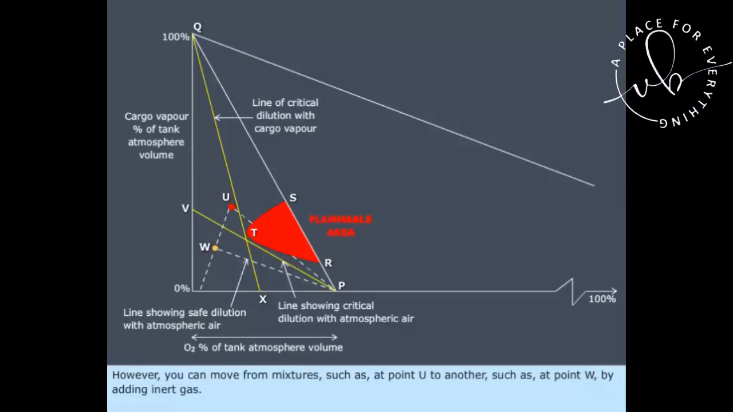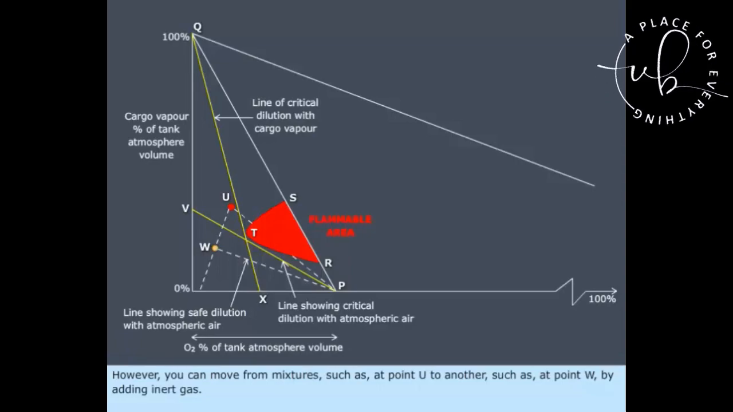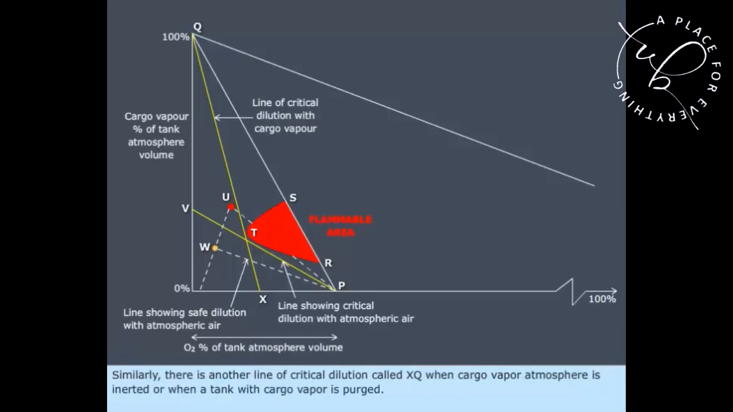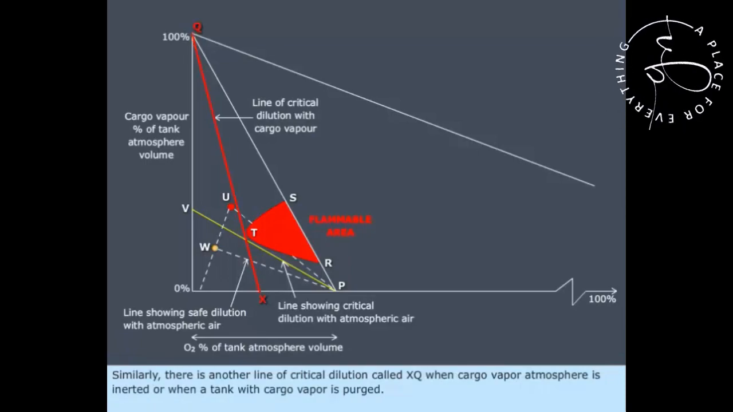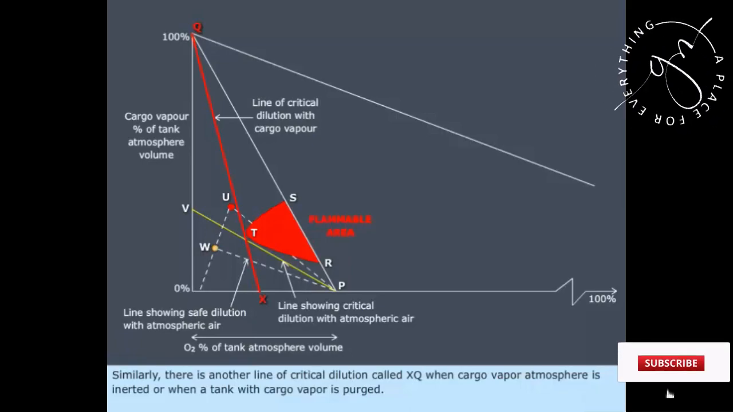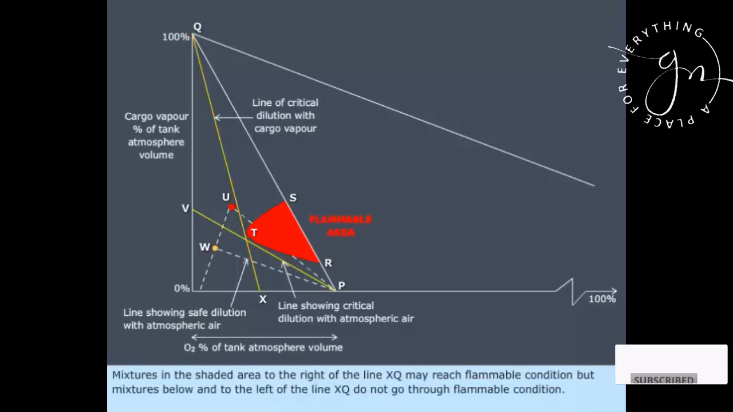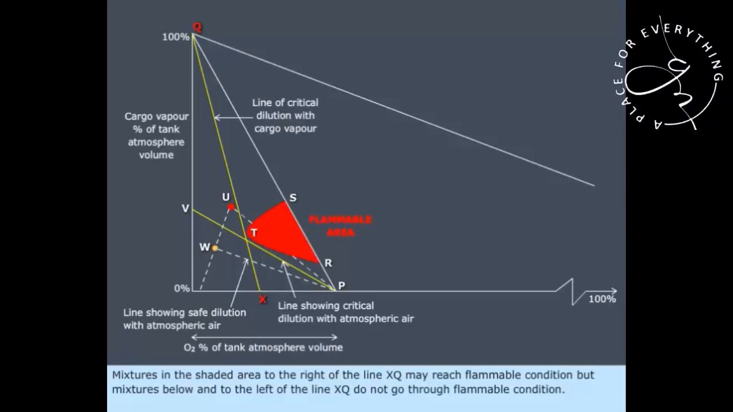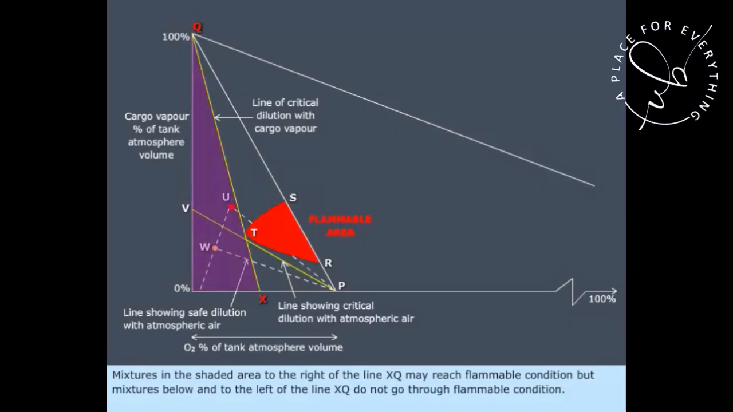However, you can move from mixtures, such as at point U, to another, such as at point W, by adding inert gas. Similarly, there is another line of critical dilution, called XQ, when cargo vapor atmosphere is inerted, or when a tank with cargo vapor is purged. Mixtures in the shaded area to the right of the line XQ may reach flammable condition, but mixtures below and to the left of the line XQ do not go through flammable condition.